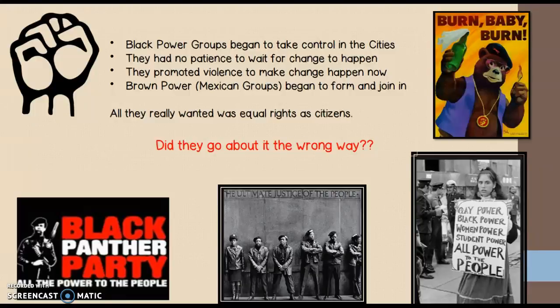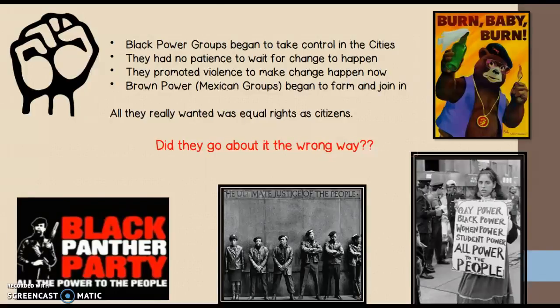So independently, these black power groups begin to take control in the cities. And one of the most famous groups is called the Black Panther Party. You may have heard of that. And they don't have any patience. They don't want to wait for the government in these cities to fix things. They want to get it done now, and they're going to get it done their way. And so now they start encouraging people to rise up and fight against the government, fight against the white people in the cities.